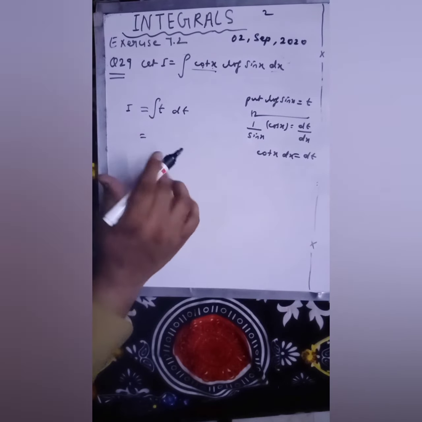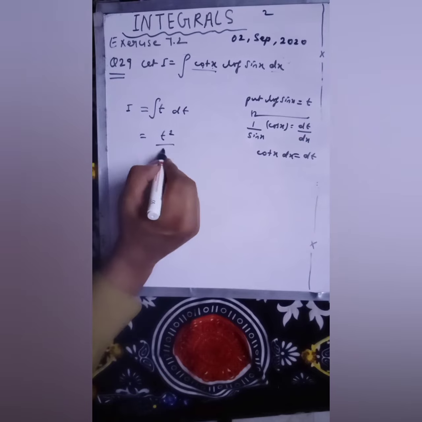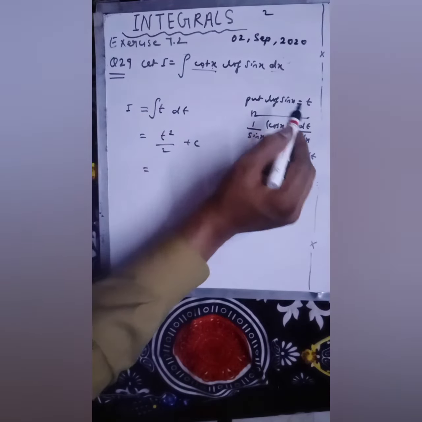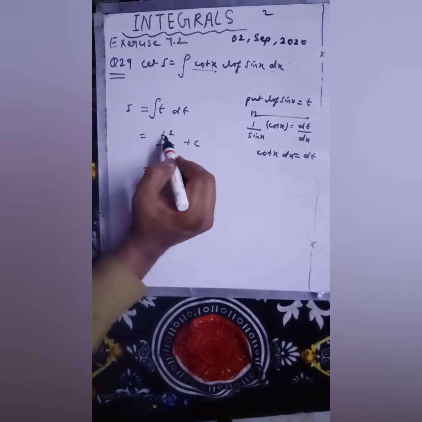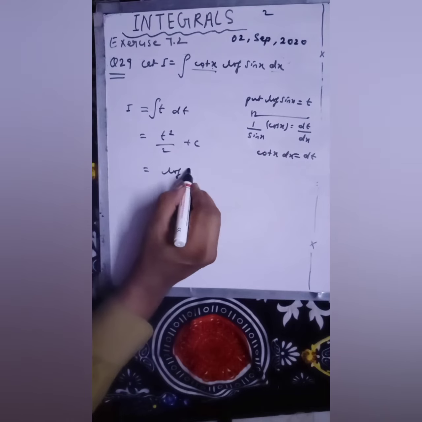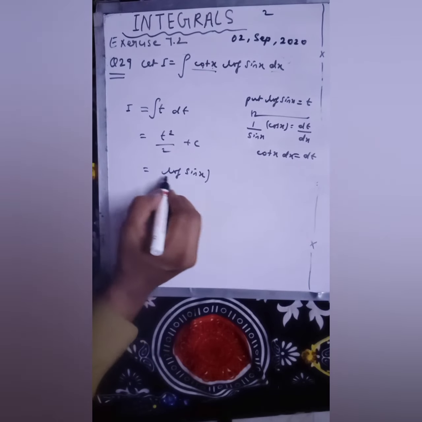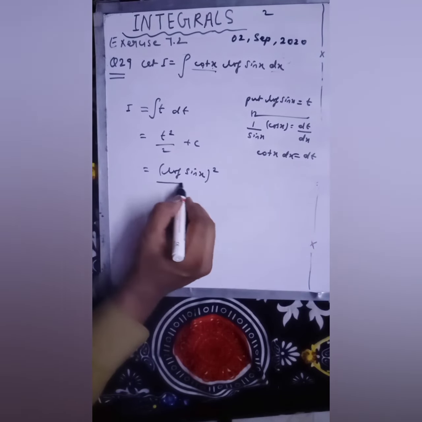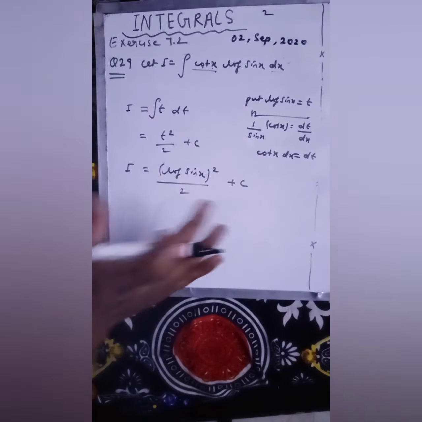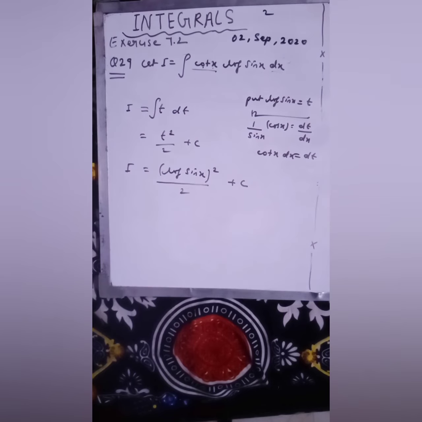Now just integrate it: t square upon 2 plus c. Because the integral of t is t square by 2, and your t is log sin x, this whole raised to power 2 over 2 plus c. So this is the required integral of your question number 29.